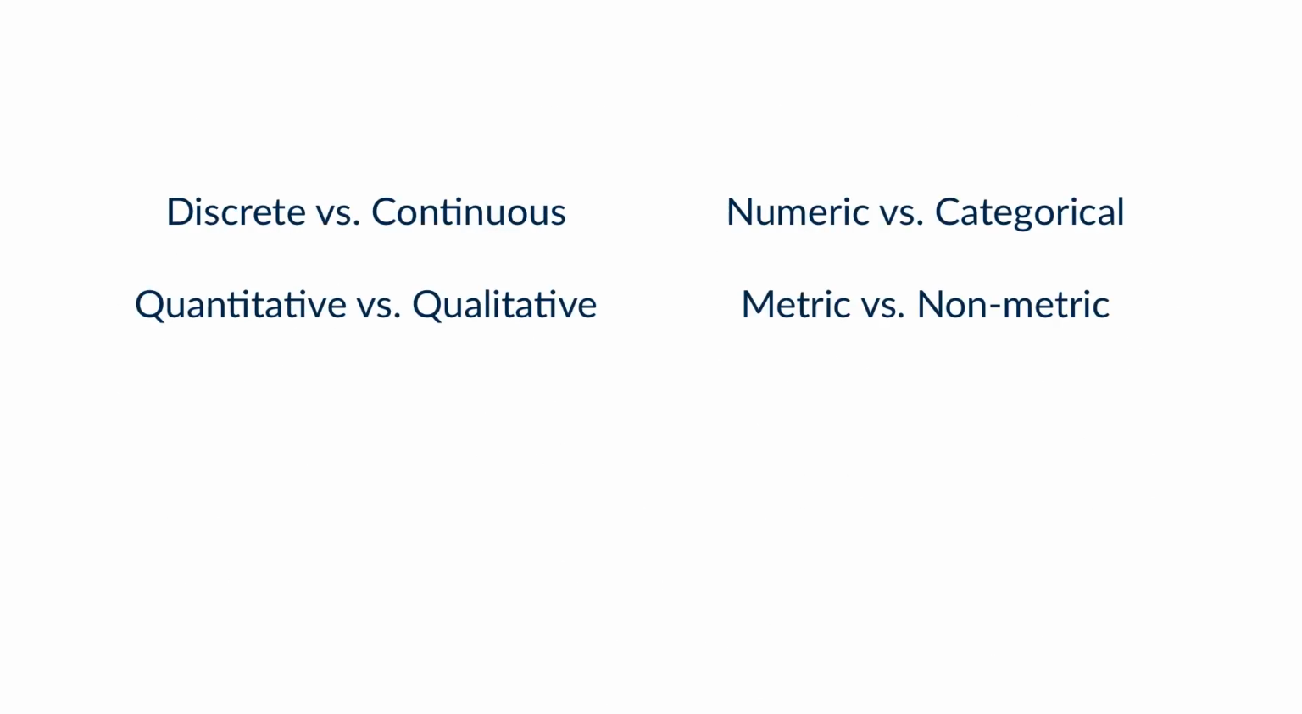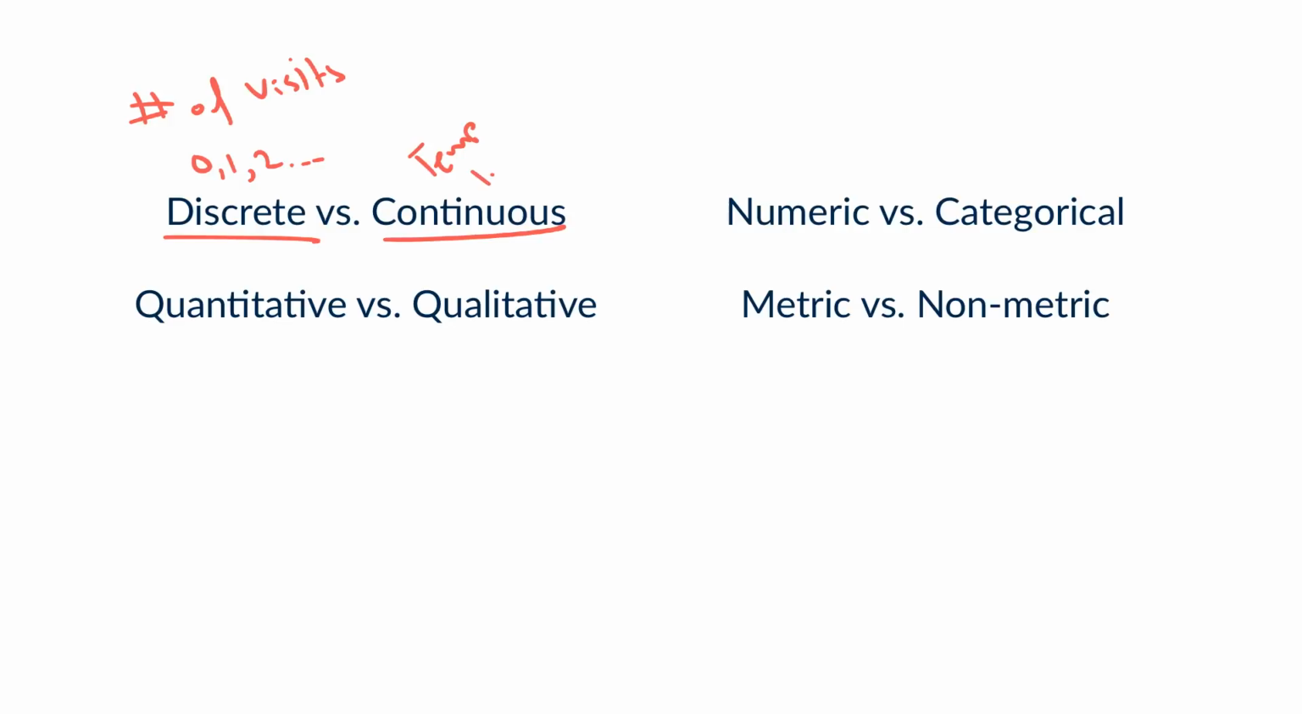Some other data concepts, we've got discrete versus continuous. Discrete data means that we have discrete values. The example that our text gives is number of visits. The number of visits can only be discrete values, 0, 1, 2, etc. Whereas a continuous variable would be something like temperature, meaning that there are an infinite number of possible temperatures.